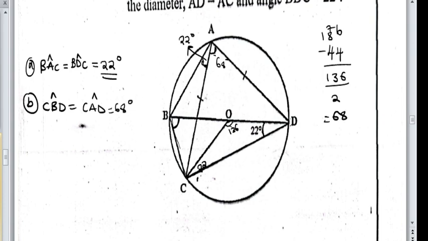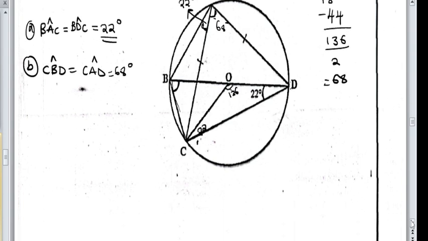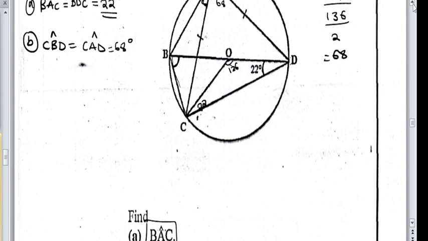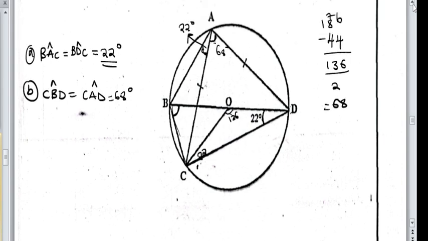So that has been found. We look at, if there is another question, that's part C. Find angle ACO. Angle ACO. So let us come back and check. Part C, they want us to find angle ACO. So where is ACO? This is A, that is C, that is O. We're looking for this angle here, that angle. How can we find angle ACO?